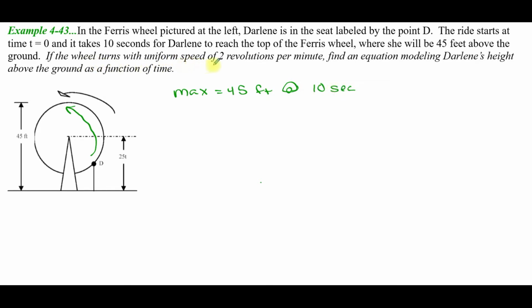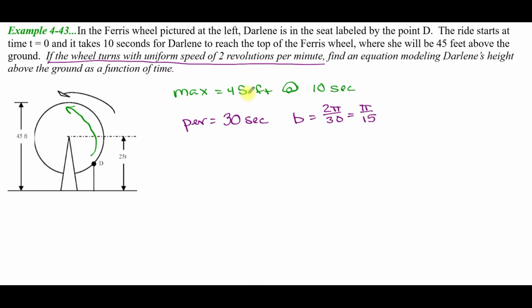The wheel turns at a uniform speed of 2 revolutions per minute. So this information right here is helping us to find our period. The wheel turns with a uniform speed of 2 revolutions per minute. So 2 revolutions in 1 minute, or 60 seconds. So 1 revolution in 30 seconds. So my period is 30 seconds. And then my b value is going to be 2 pi over 30, or pi over 15.